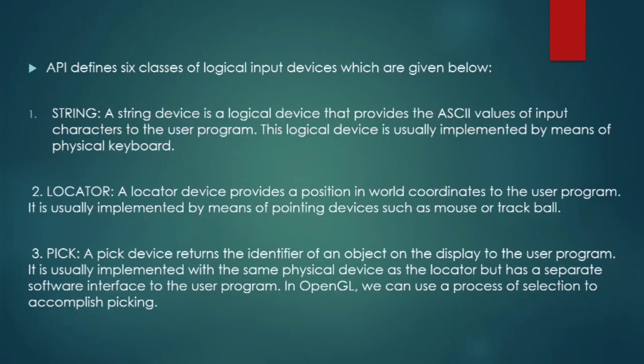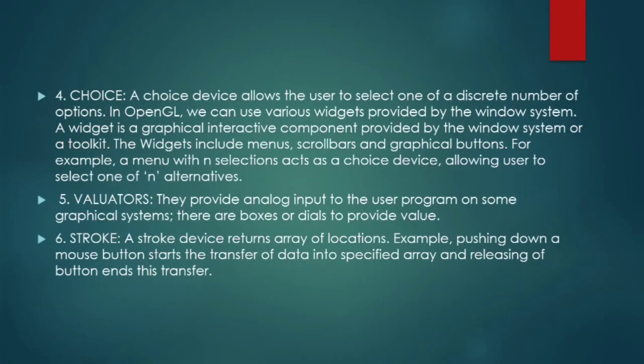The second one is the locator. A locator device provides a position in world coordinates to the user program, and it is usually implemented by means of a pointing device such as a mouse or trackball. The third class of logical input device is the pick. The pick device returns the identifier of an object on the display to the user program. It's usually implemented with the same physical device as the locator, but as a separate software interface to the user program.